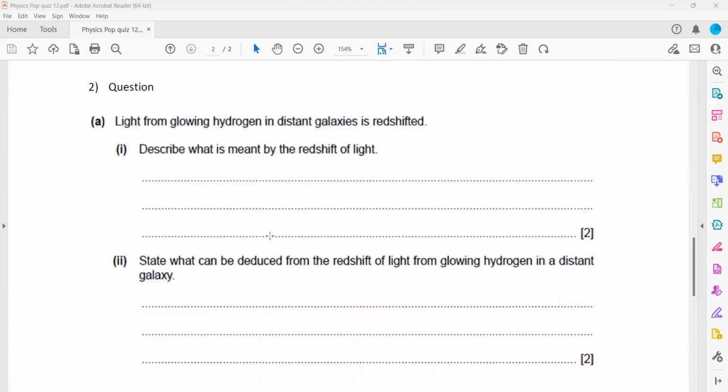The next question is related to space physics. Light from glowing hydrogen in a distant galaxy is redshifted. What is meant by a redshift of light? Basically, the wavelength which is emitted and the wavelength which we observe appear to be longer.